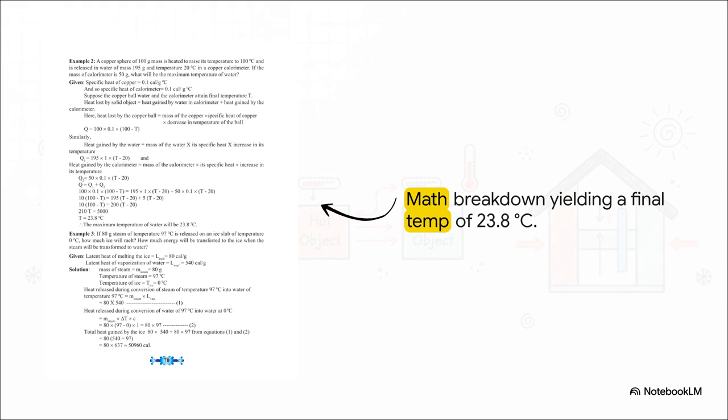We plug in the mass, specific heat, and temperature change for each item. For the copper ball losing heat, its temperature decreases down to T, so the change is 100 minus T. For the water and calorimeter gaining heat, they warm up to T, so the change is T minus 20. Setting these sides equal gives us 100 times 0.1 times the bracket 100 minus T equal to the heat gained expressions on the right side. When we group our T terms together, it yields 210 T equals 5,000. Dividing that gives our final answer, T equals 23.8 degrees Celsius.